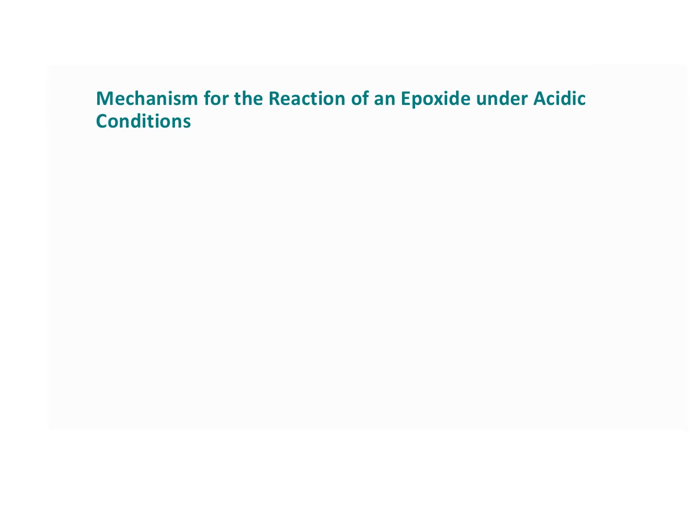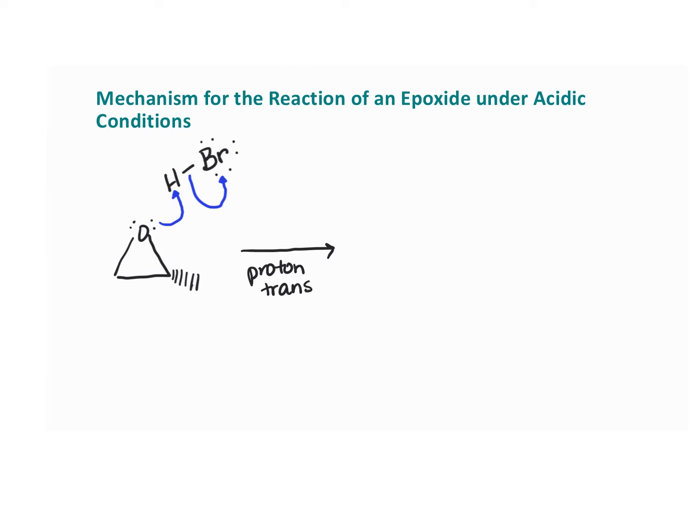All right, so we're here under acidic conditions. We have our friendly epoxide here. We have HBr here. These electrons are gonna, oh, I've left off a group. These electrons are gonna come out and attack that hydrogen and get that proton. Those electrons are gonna go back on the bromine. And so here we start with a proton transfer, right?